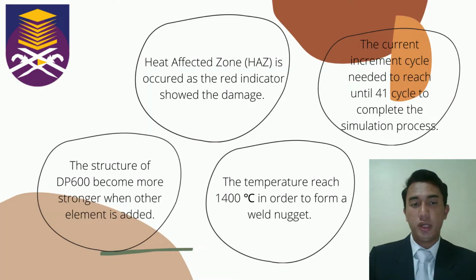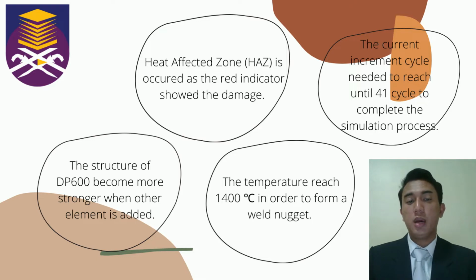Based on the simulation, the objective was achieved, in which the heat affected zone, HAZ, occurred as the red indicator showed the damage. The next one is that the structure of DP600 becomes stronger when other elements are added. The third one is that the temperature reached 1400 degrees Celsius in order to form a weld nugget. And the last one is that the current increment cycle needed to reach 41 cycles to complete the simulation process.